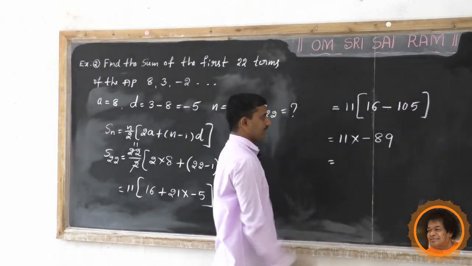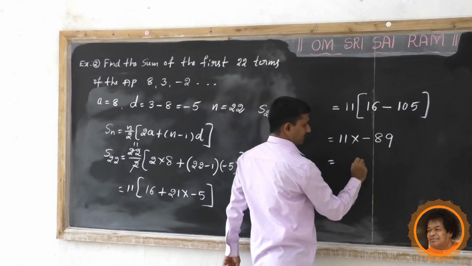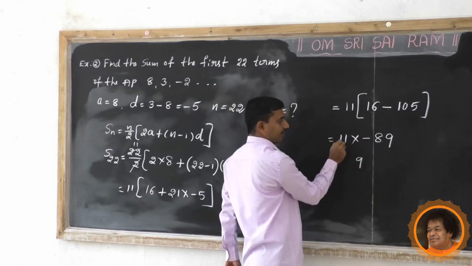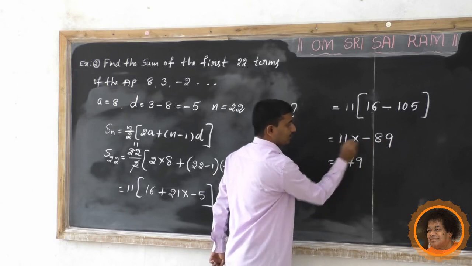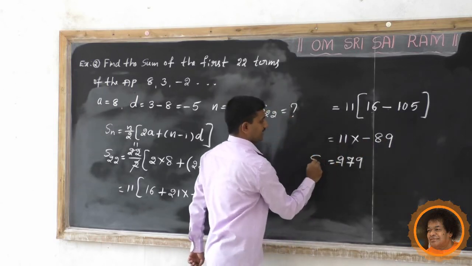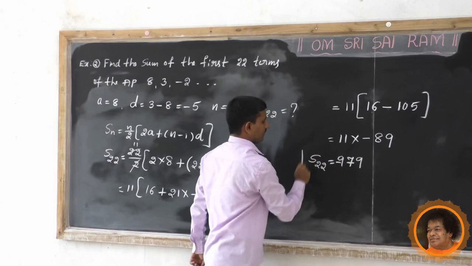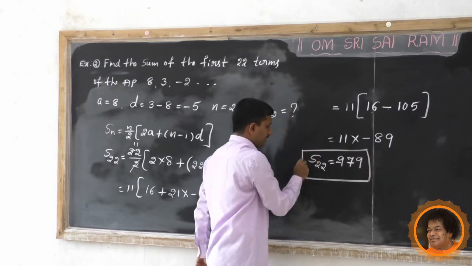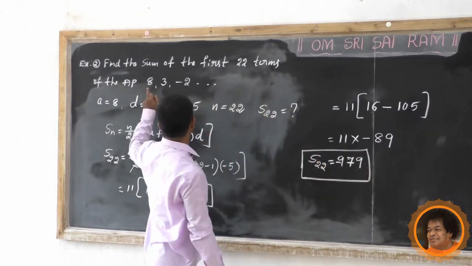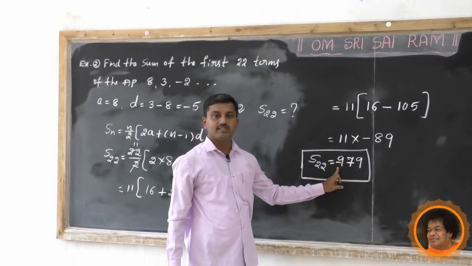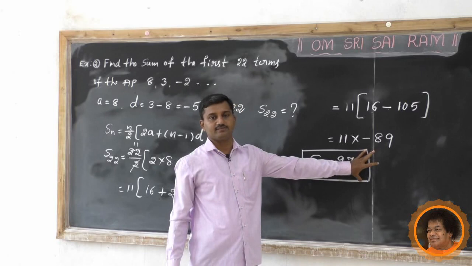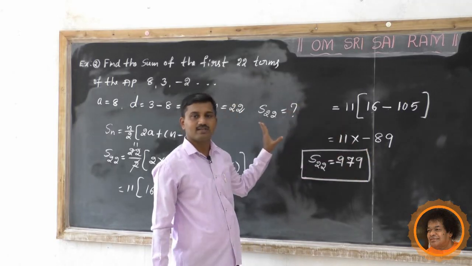Now multiply. 11 nines are 99, 9 remaining, 11 eights are 88 plus 9, 97. So with the minus sign, that is S22. The sum of the first 22 terms of the given AP 8, 3, minus 2 is minus 979. I think this problem is clear.